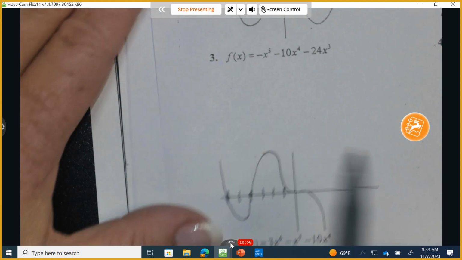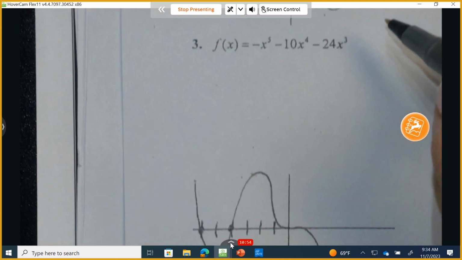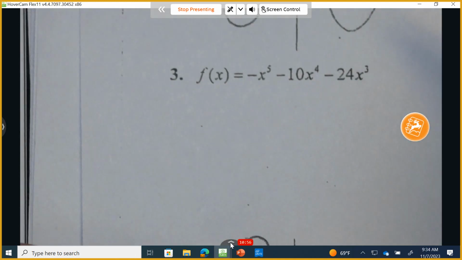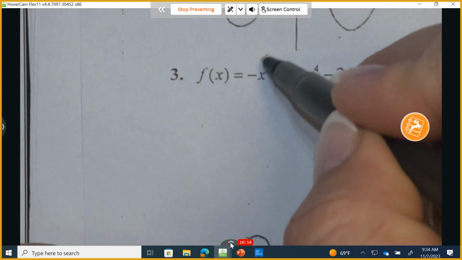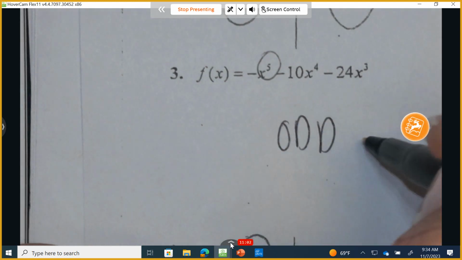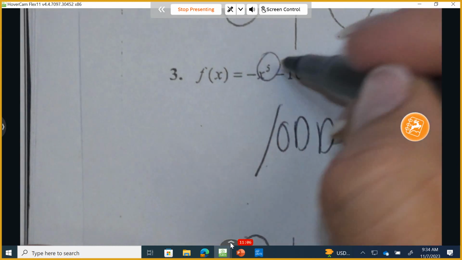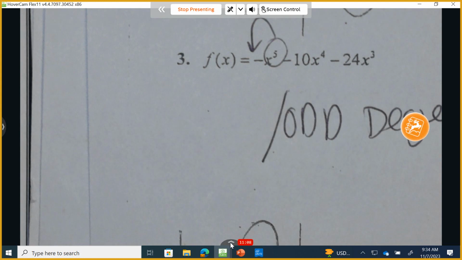Let's look right now at example number 3. What is the degree? I'm going to zoom in here because it's hard to see. What is the degree? It is what number? 5. Is 5 even or odd? If that's okay, who cares if you make a mistake? It is odd degree, and then we look in front to determine is it positive or negative.